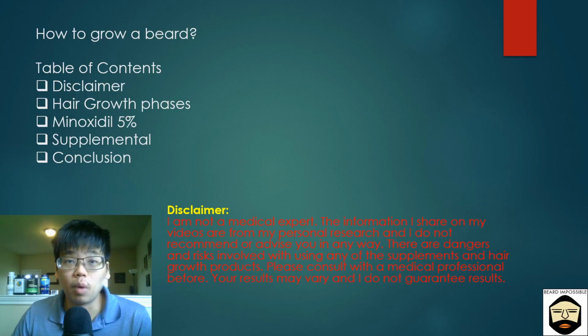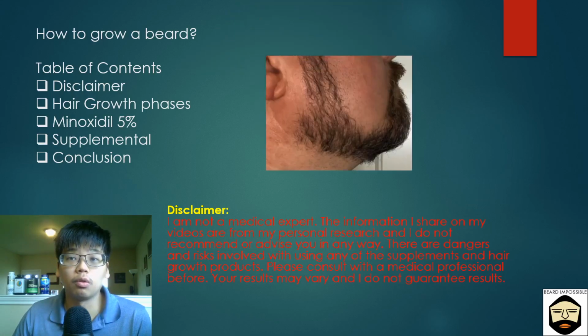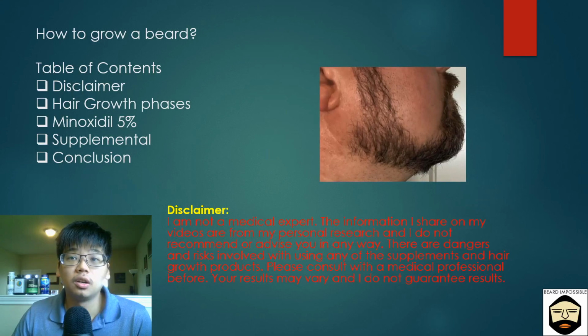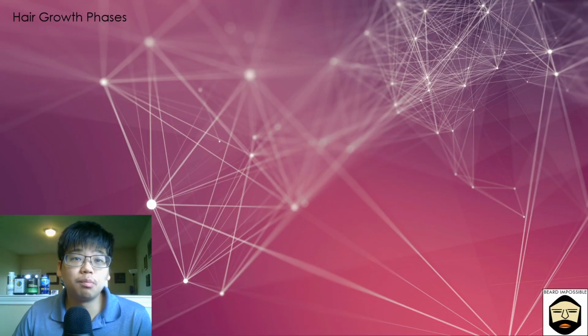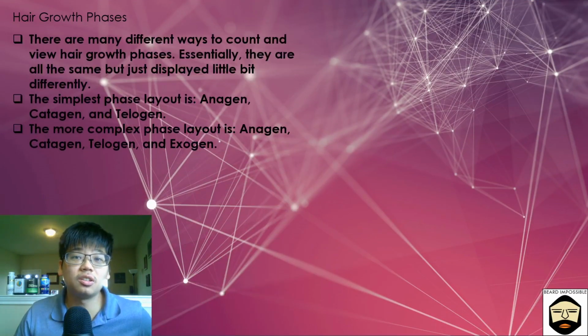There's going to be many different ways to count and view hair growth phases, but essentially they are all the same, just displayed a little bit differently. The simplest phase layout is anagen, catagen, and telogen. The more complex phase layout is the anagen, catagen, telogen, and exogen. We'll review the hair growth process as straightforward as we can.